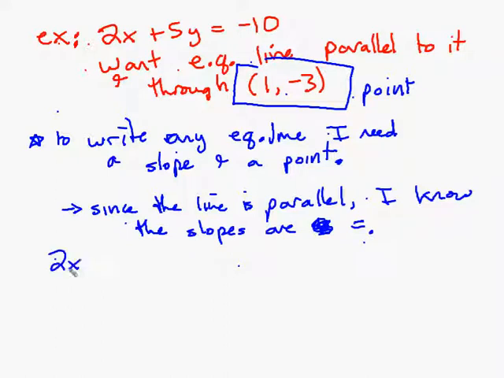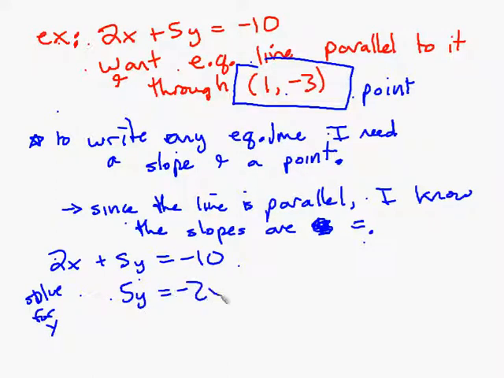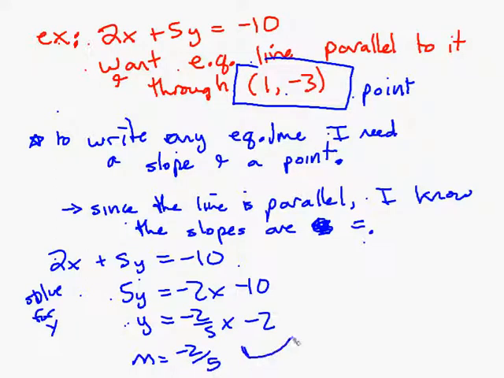So I'm going to take this 2x plus 5y equals negative 10, and I'm going to find the slope of this line. Well, how do I find the slope? Solve for y. So I'm going to subtract the 2x, and now I'm going to divide by 5. So y equals negative 2/5 x minus 2. So what's my slope? Negative 2/5. That means the slope of this line that I'm trying to write is negative 2/5. Now what form would I use? I have a point and a slope.